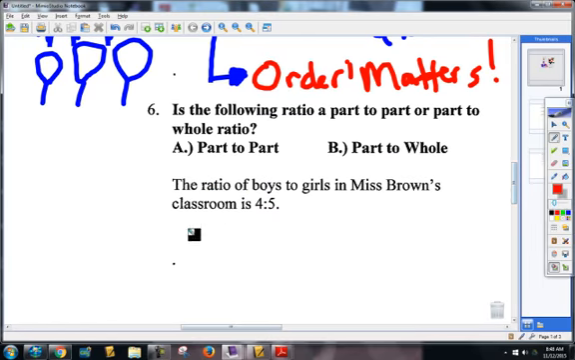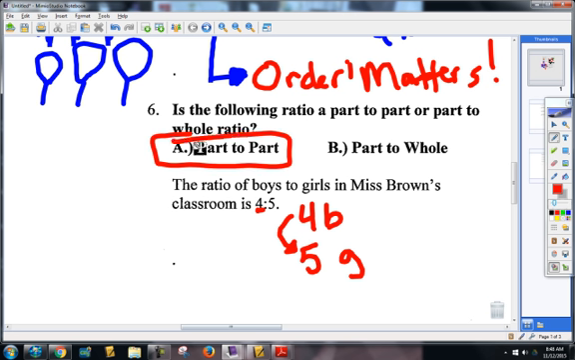Number 6. So, the ratio of boys to girls in Miss Brown's classroom is 4 to 5. So it's saying 4 boys to 5 girls. Again, you could do edge pieces. Not really necessary here, but you could. But do those boys right there in any way make up those 5 girls? No. No, they're 2 separate things. So this has obviously got to be a part-to-part ratio. Now, if it said 4 boys, Eva, if it said 4 boys to 9 total students, that would be a part to whole. But they're 2 separate things. The one number doesn't make up the other number. Let's go to number 7.